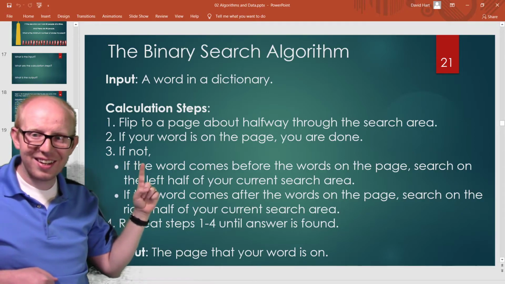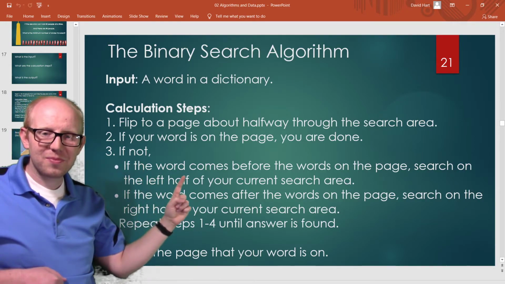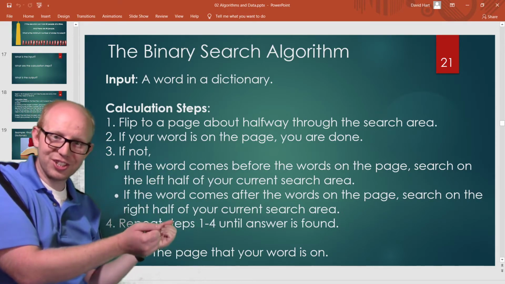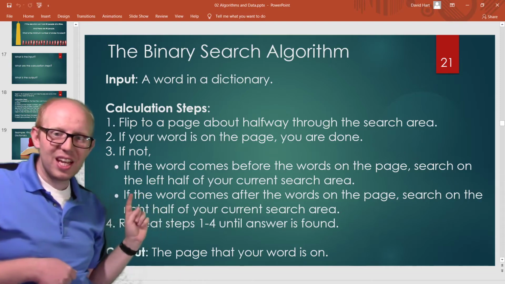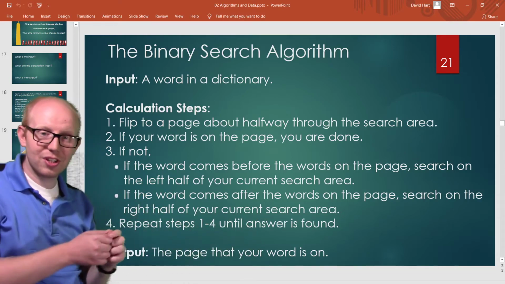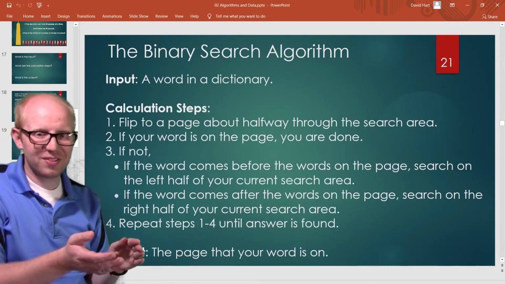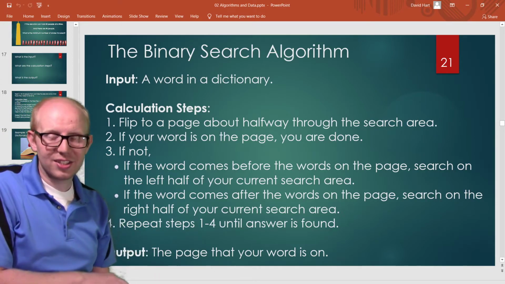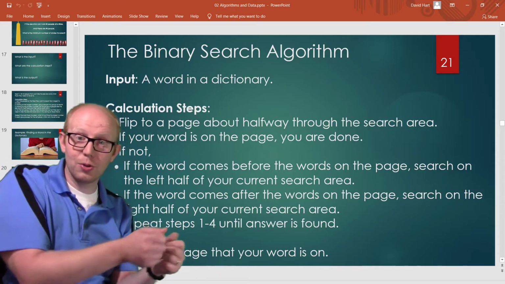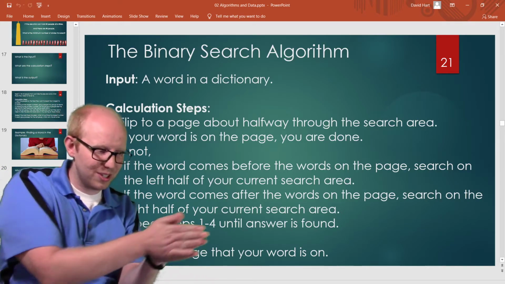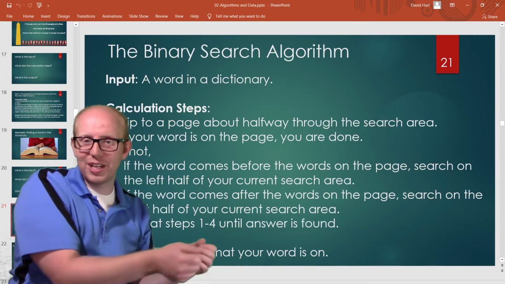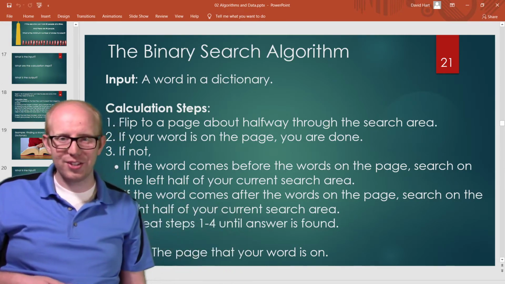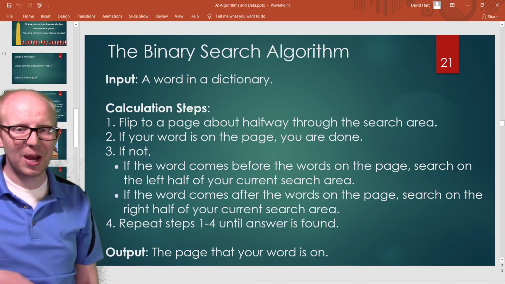If not, if the word comes before the word on the page, search on the left half of the dictionary. If the word comes after the word on the page, search on the right half of the dictionary. And then you repeat these steps until your answer is found. You get closer and closer to your answer as you switch halfway between, and you get a narrower and narrower search area until you find the page you're looking for.